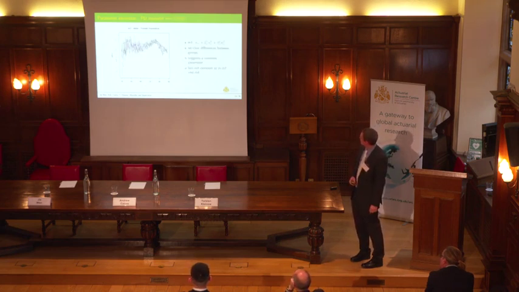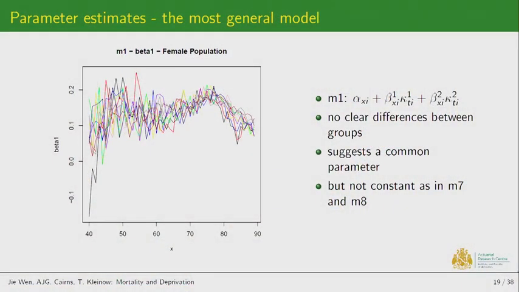Now the betas, so those are the other age effects. This is our model M1. The betas, as I said earlier, we have 10 curves here for the 10 different groups. The betas are telling us how strong the improvements in mortality are for the different ages. So the higher the beta is here, as long as kappa goes down, the better is the improvement at that age. And what we see there is maybe a bit of structure here.